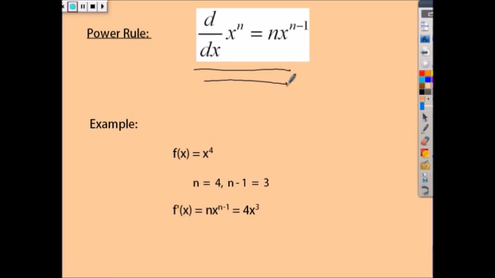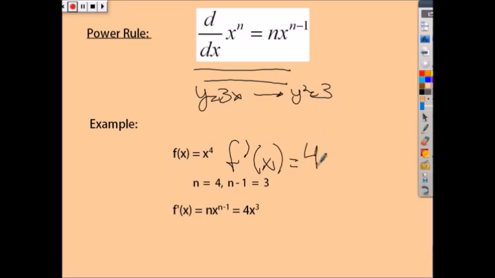But what do we do when the function isn't linear? Well, the power rule is your friend. The rule is: the derivative of x to the nth equals nx to the n minus 1. For example, the derivative of f of x equals x to the fourth, so n equals 4, which is the exponent, and then n minus 1 equals 3, so the derivative is 4x to the third.